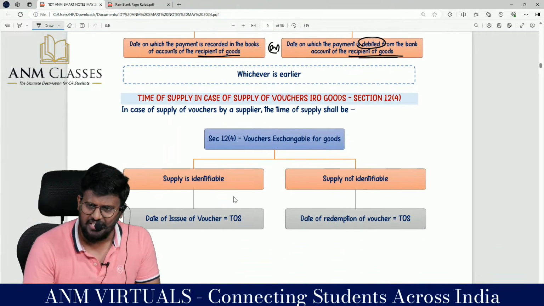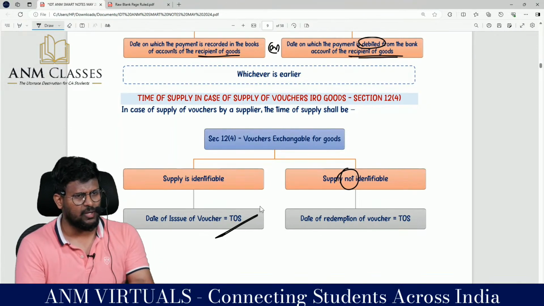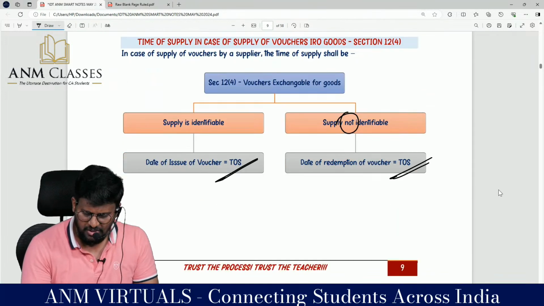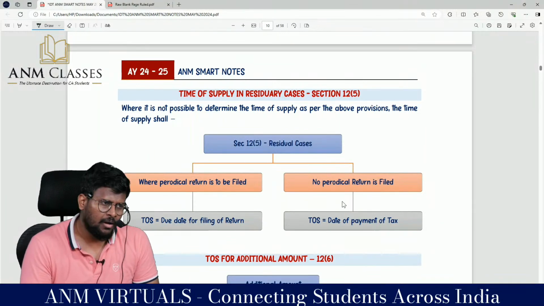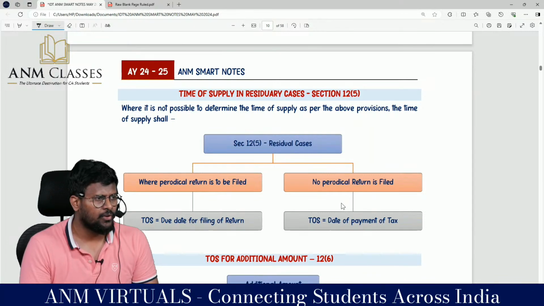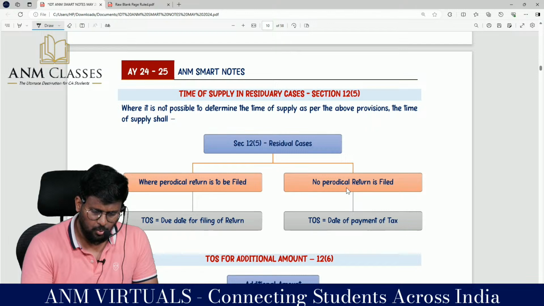You have to check whether the supply is identifiable. If the supply is identifiable, then time of supply is the date of issue of voucher. If the supply is not identifiable, then time of supply is the date of redemption of voucher. What is 12.1? Liability for payment of tax arises at time of supply. What is 12.2? What is 12.3? What is 12.4?